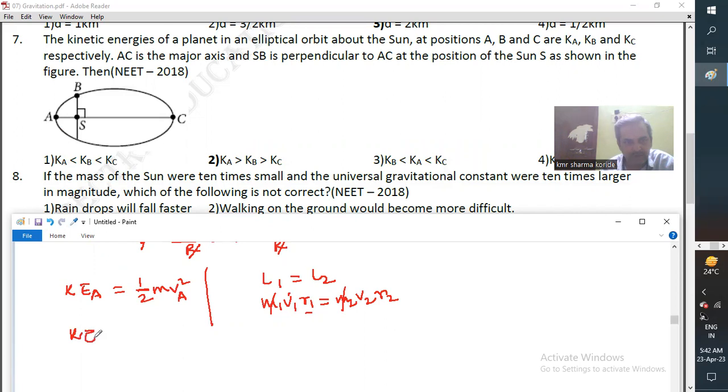So KE at B is equal to half m v_B square. B is at a distance in the middle, so next case is second. The third case is farther. So therefore, kinetic energy at A is greater than kinetic energy at B, which is greater than kinetic energy at C. This is the farthest point. If r increases, v decreases, so kinetic energy decreases. So the second option is correct.